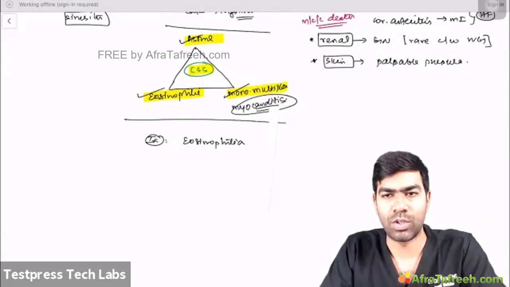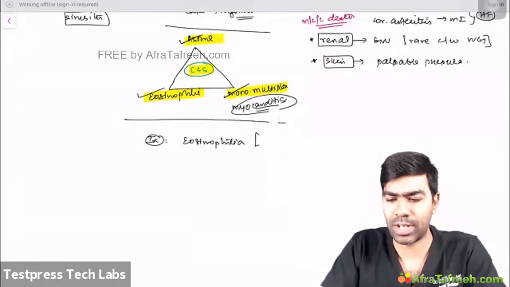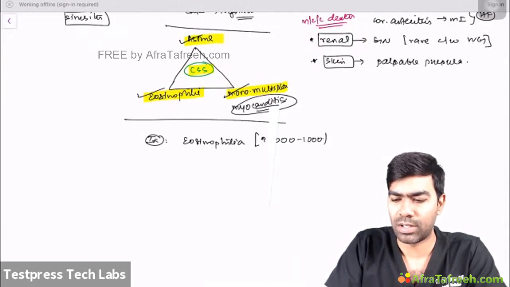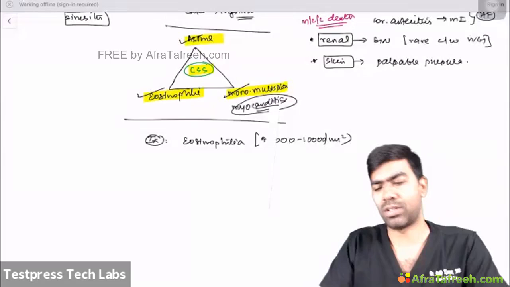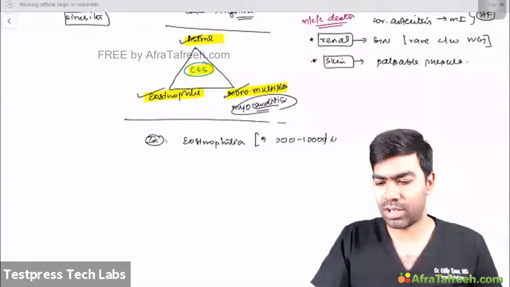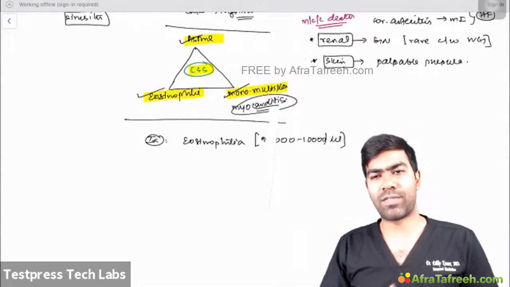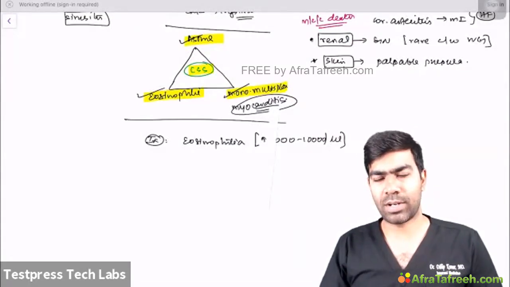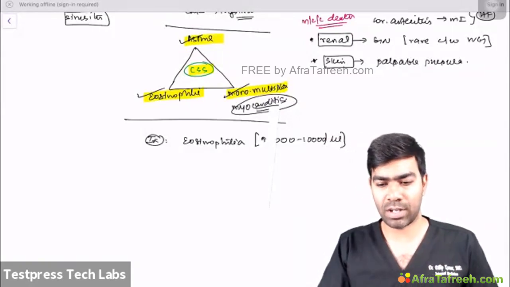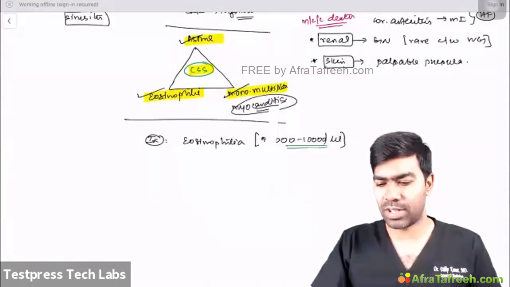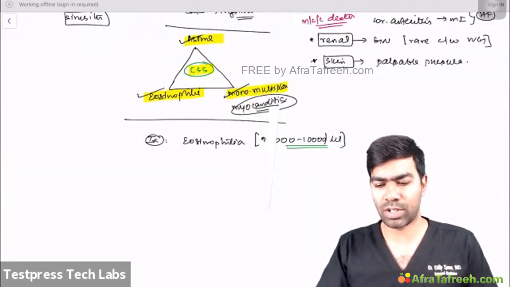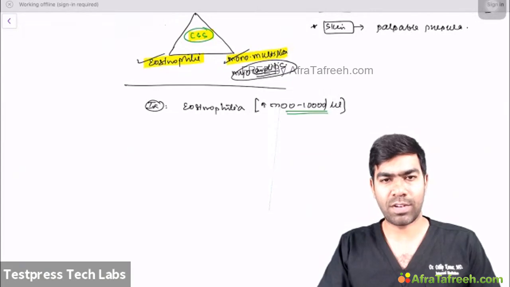Churg-Strauss syndrome. Usually it will be very high. Eosinophils will be elevated in the range of 5,000 to 10,000 per microliter. The normal eosinophil count is less than 500. If it is more than 500, it is eosinophilia. 500 to 1,000 means mild, 1,000 to 1,500 means moderate, more than 1,500 means severe. In this patient, there will be a severe eosinophilia, usually in the range of 5,000 to 10,000. That will be the eosinophil count. Severe peripheral eosinophilia will be there.